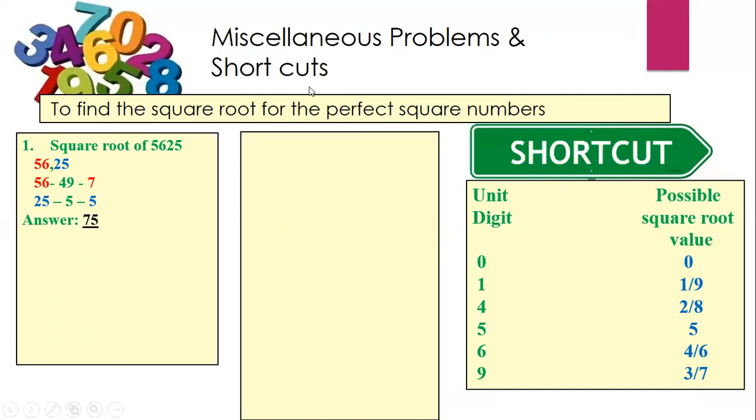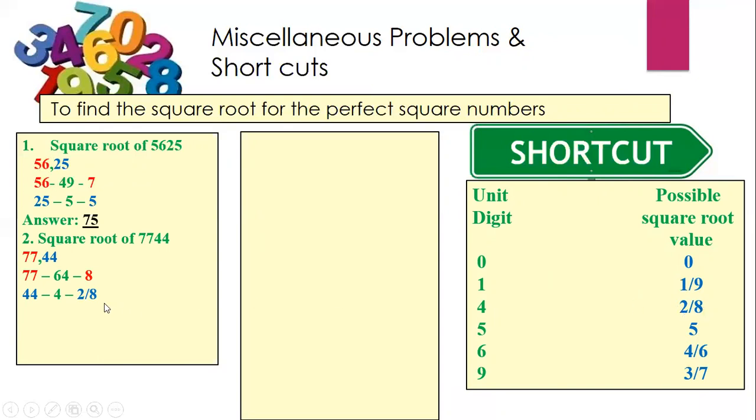Okay, we are going to find the square root by this method only for perfect square numbers. If it is not a perfect square number, we may not get the exact value. Second question, square root of 7744. First step, 77 comma 44. Then the perfect square nearest to 77 is 64, which is the square of 8. So the first digit will definitely be 8. Then here the unit digit is 4. So when the unit digit is 4, I have two possibilities, which is either 2 or 8.